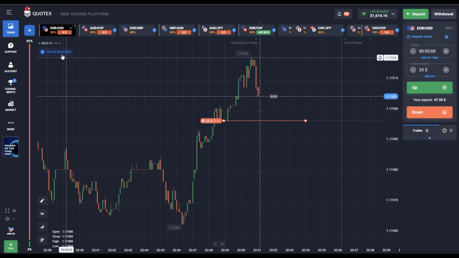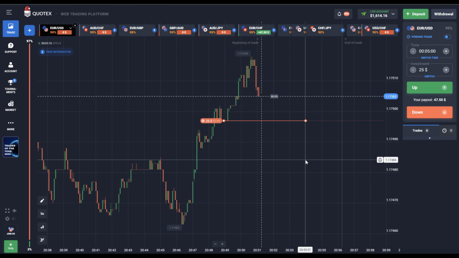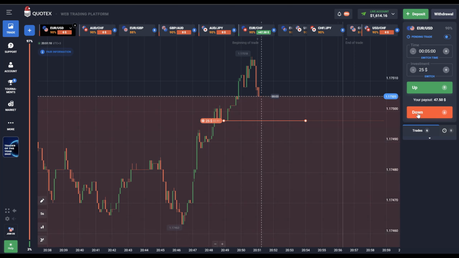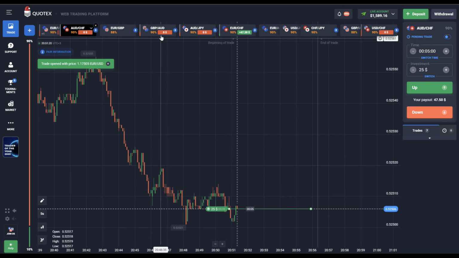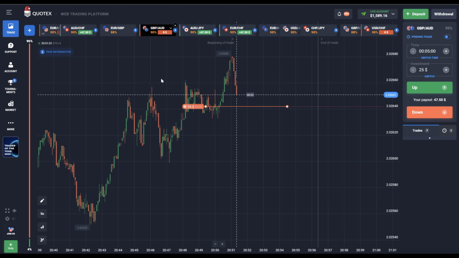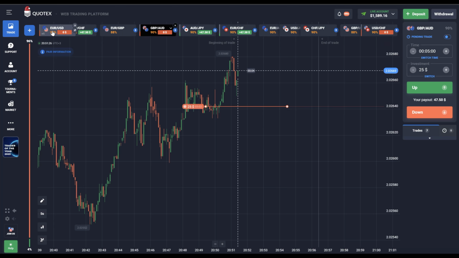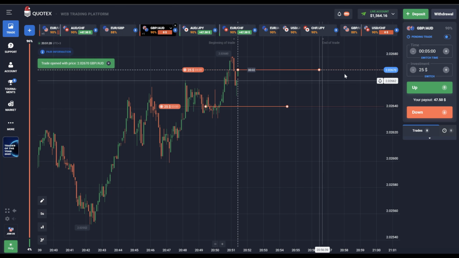Let's switch to the 5-second time frame, euro dollar. Half of the trade has already passed, the price is still in the negative. It might make sense to duplicate the trade. British pound, Australian dollar. The situation is similar to the euro dollar, so I will duplicate this one as well.